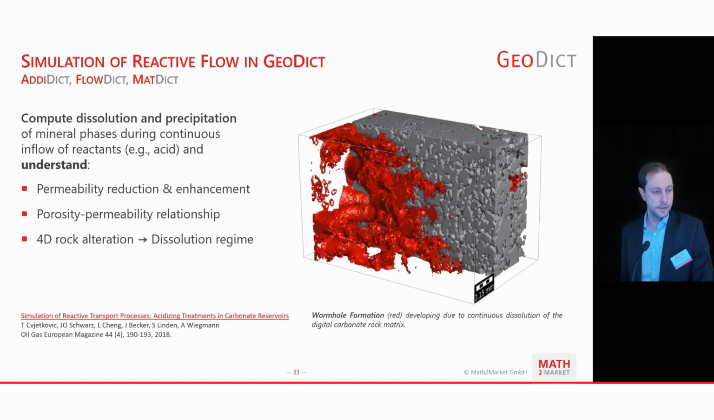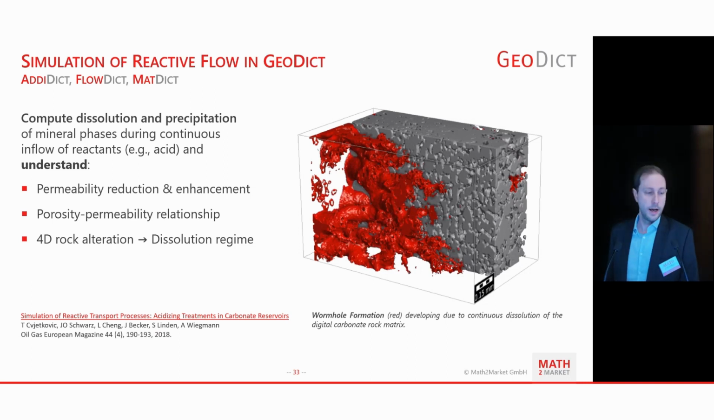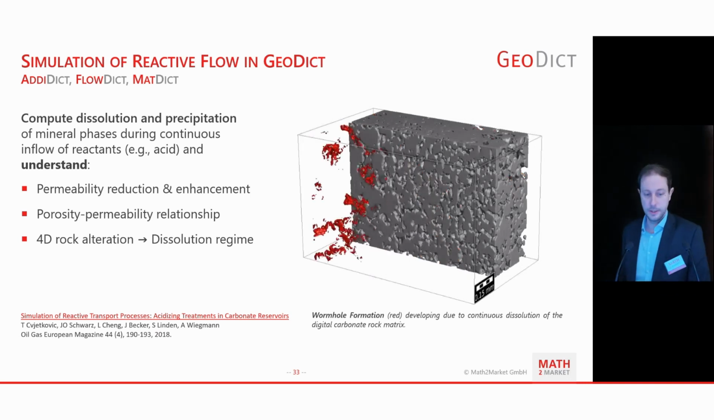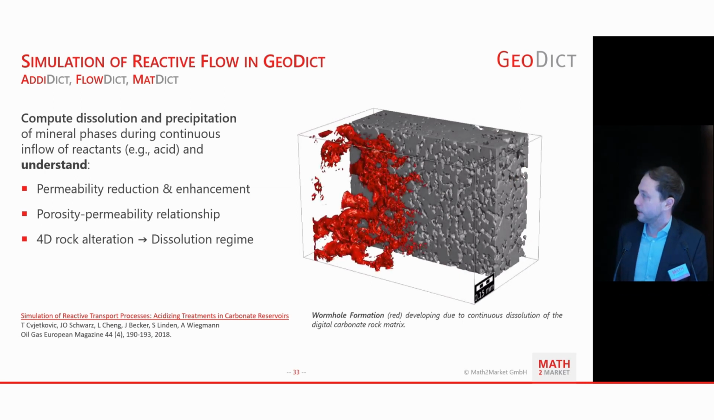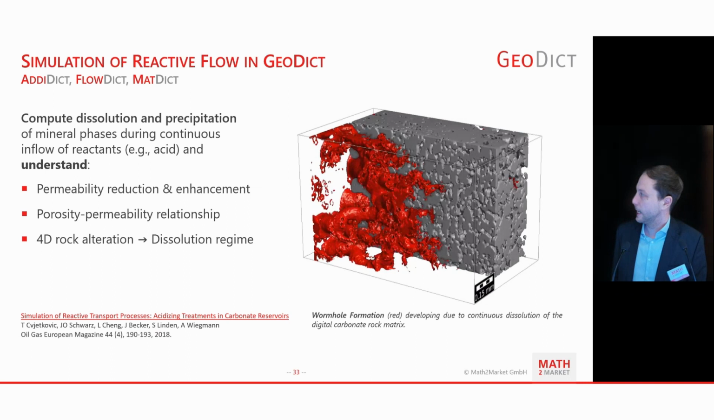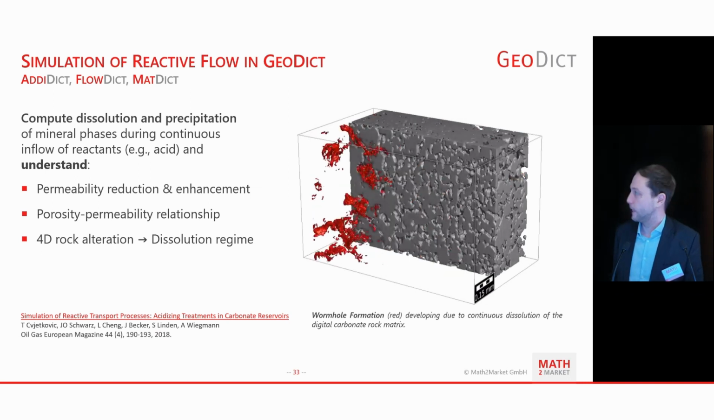And last example here is the simulation of reactive flow in GeoDict. We here computed dissolution and precipitation of a mineral phase to understand basically how the permeability reduction and enhancement works, how the porosity-permeability relationship looks like. So basically we have here a 4D rock alteration, 3D alteration over time, and have a look at that. It looks a little bit like this. You can see from the left is coming some flow going through the rock and dissolves some parts of this rock, shown in red.